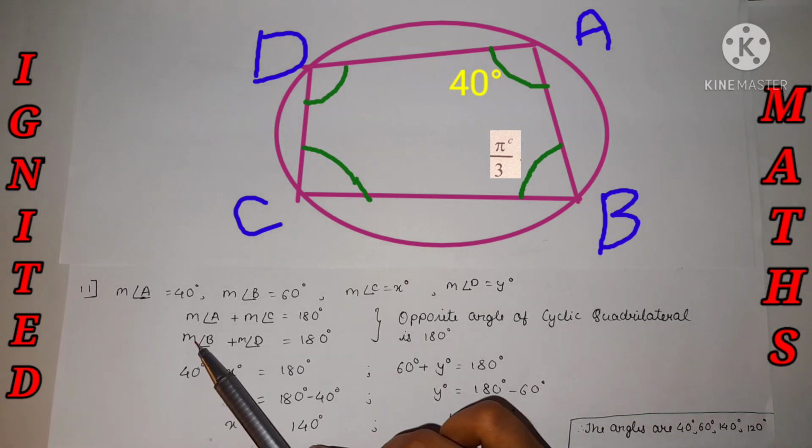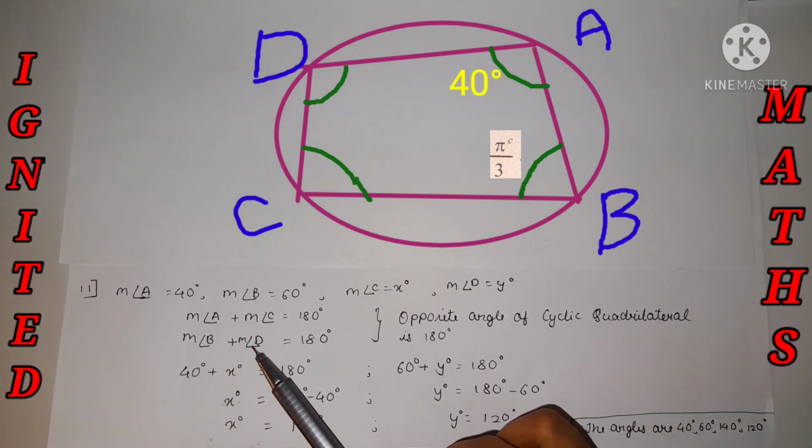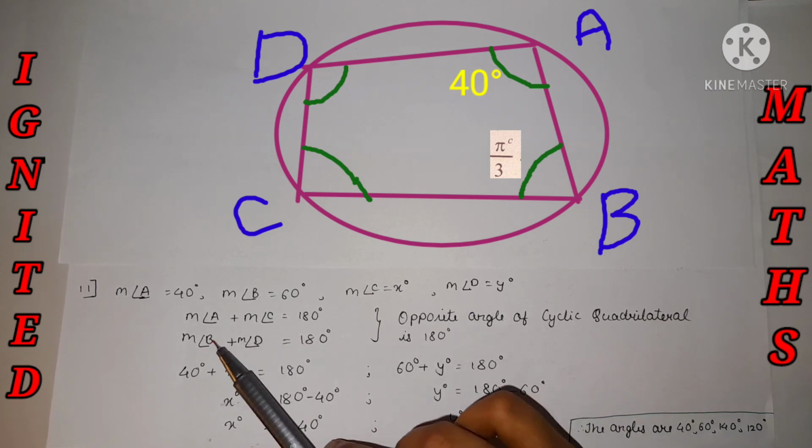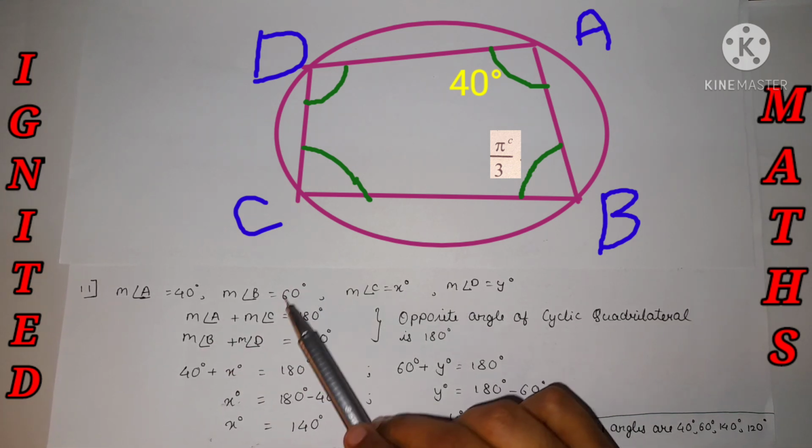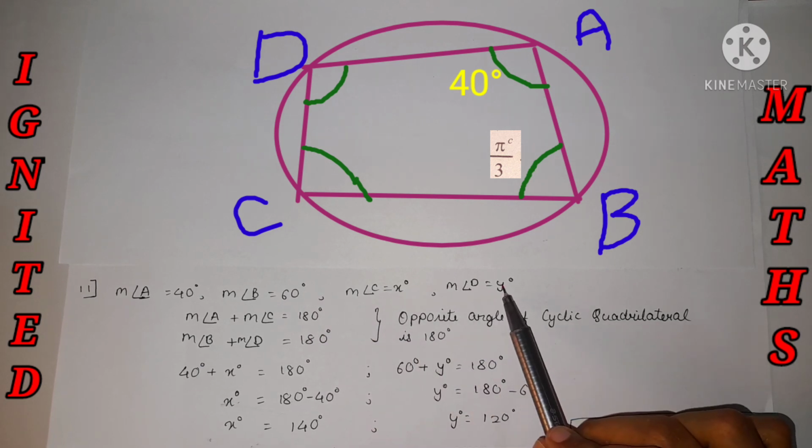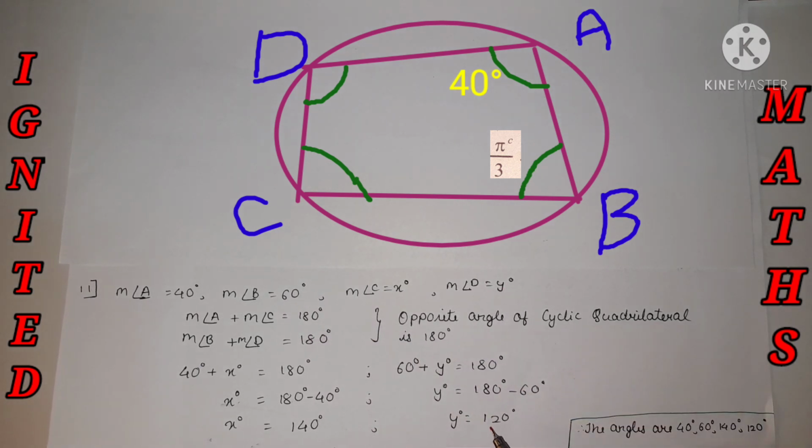And in the second equation, measure of angle B plus measure of angle D is equal to 180 degrees, and we have the B value, that is 60 degrees, and the measure of angle D we can find very easily, that is 120 degrees. So the angles are 40 degrees, 60 degrees, 140 degrees, 120 degrees. Even we can interchange also, like 140 degrees, 60 degrees, 40 degrees, 120 degrees. It's up to us, because they have not mentioned the exact angles, that ABC they have not mentioned, so we have assumed a cyclic quadrilateral with the names.